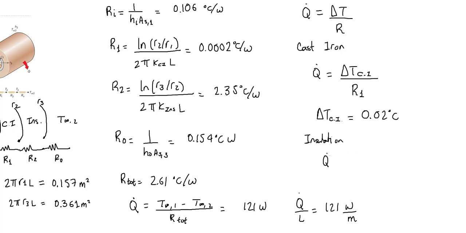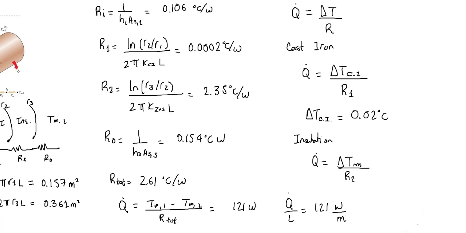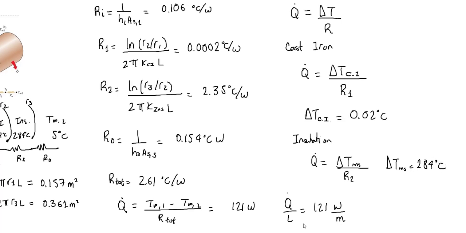Then we do exactly the same process for the insulation, so Q dot is equal to the temperature difference across the insulation over the resistance in between them, which is going to be R2. We do the same process and we find the delta T across the insulation, and in that case we find it to be 284 Celsius.